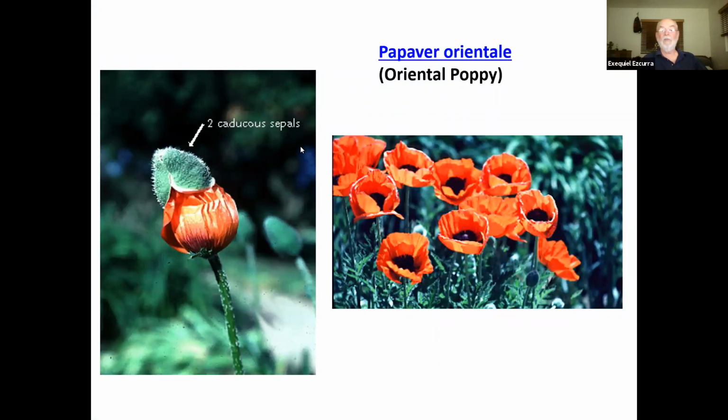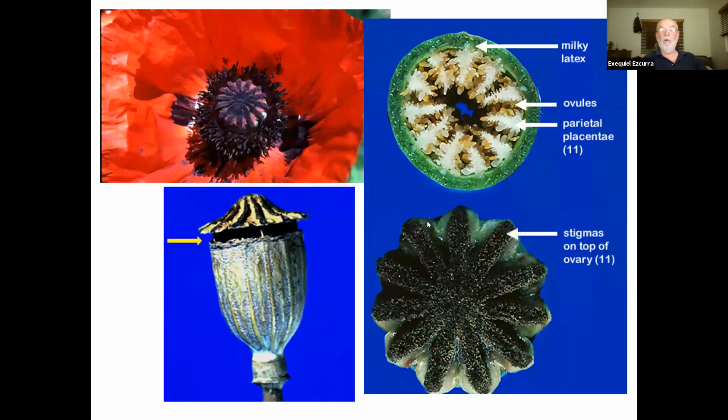Some important plants, although not native to California, include the oriental poppy, Papaver orientale. You can see here the caducous sepals, the sepals that fall, and the petals opening. In the oriental poppy, in all poppies, the fruit is a capsule. In the genus Papaver, like the oriental poppy, the capsule has a series of pores, of slots in the upper part of the capsule. If you look at the fruit before it turns into a capsule, you see the ovary.